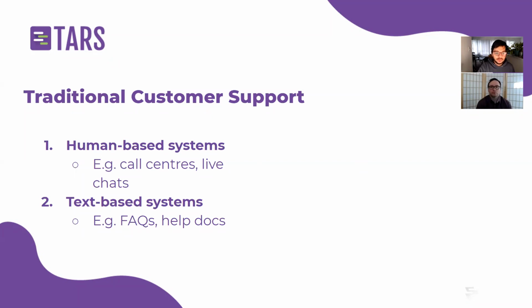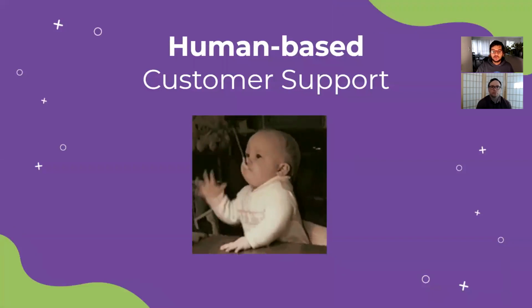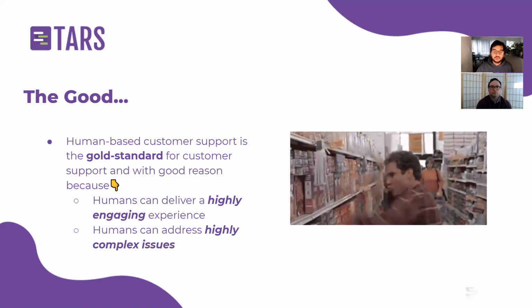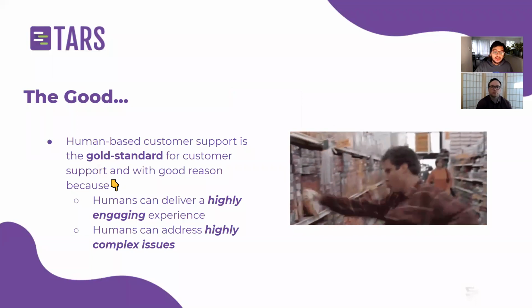So broadly speaking, non-chatbot customer support systems can be split into essentially two types in most cases. There are human-based systems, so those are things like call centers and live chats, and then there are text-based systems, which are FAQs and help docs. Now, starting with the first one, human-based customer support systems are the gold standard of customer support, or they have been for a long time. And there's pretty good reasons for that.